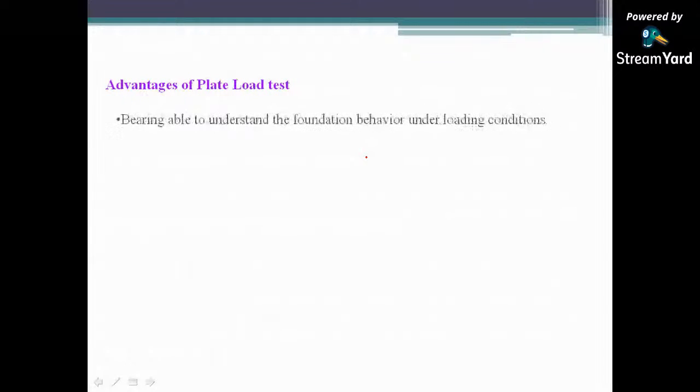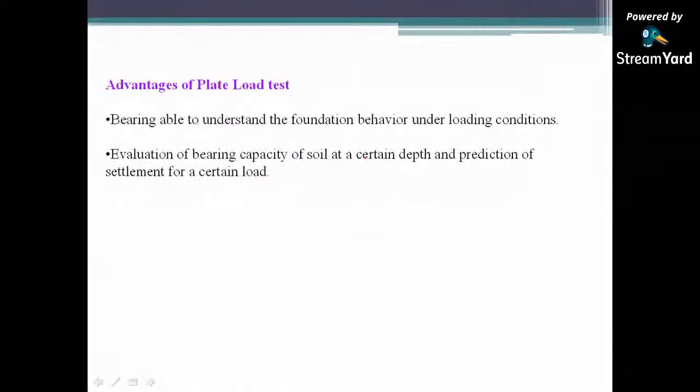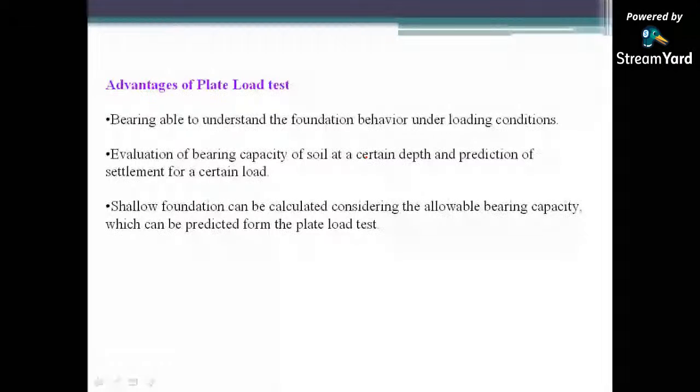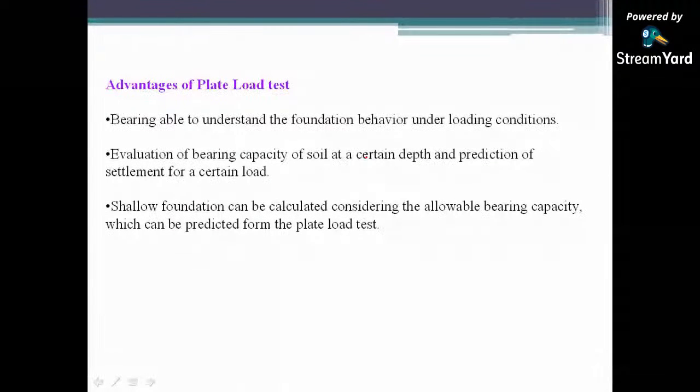Advantages of the plate load test: being able to understand the foundation behavior under loading conditions, evaluation of bearing capacity of the soil at a certain depth, and prediction of settlement for a certain load. Shallow foundations can be designed considering the allowable bearing capacity, which can be predicted from the plate load test. It is time and cost effective, and easy to perform.